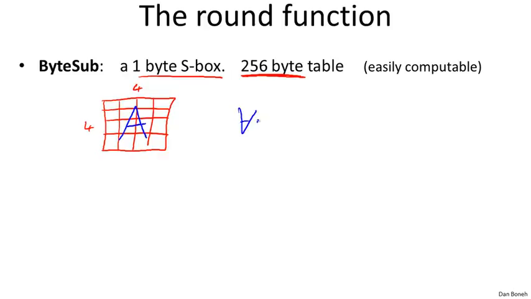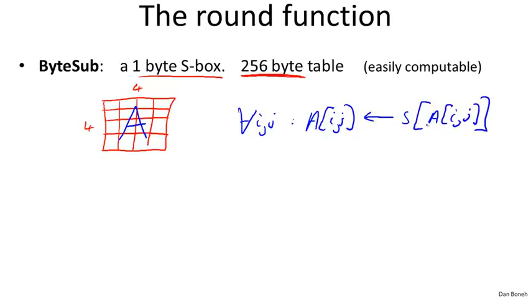And then what we do is essentially for all 4x4 entries, the next step, Aij, becomes the current step evaluated at the lookup table. So we use the current cell as an index into the lookup table, and the value of the lookup table is what's output. Okay, so that's the first step.